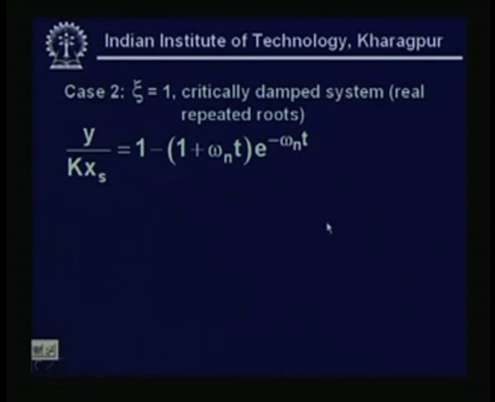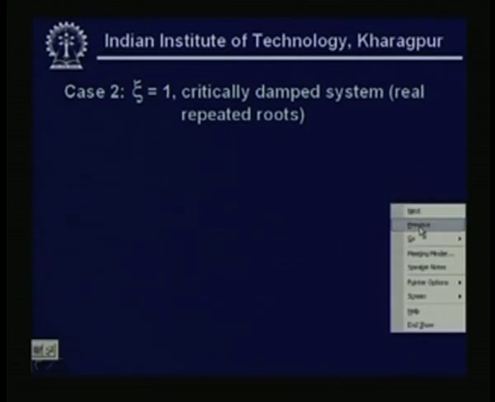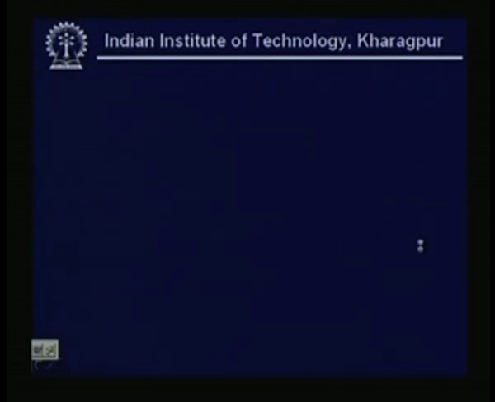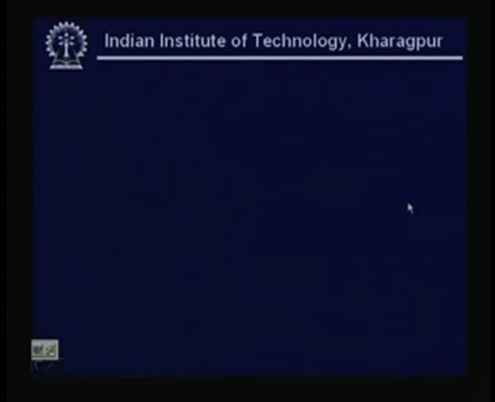Here you will also find that, if I go back to our previous slide, some sort of oscillation will come in the case of underdamped systems, because of the omega n t term being there.